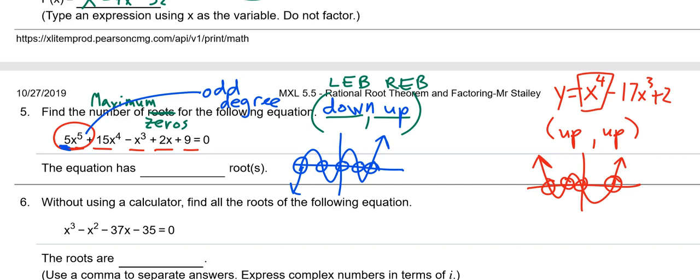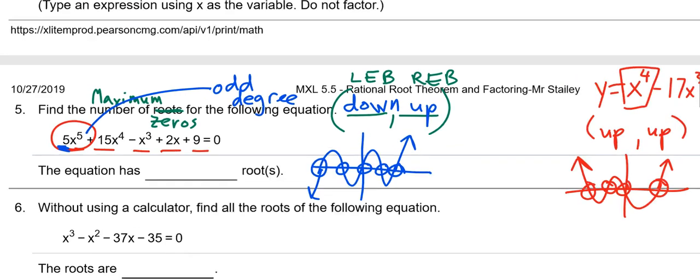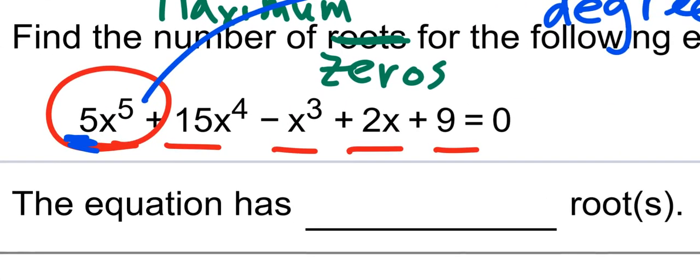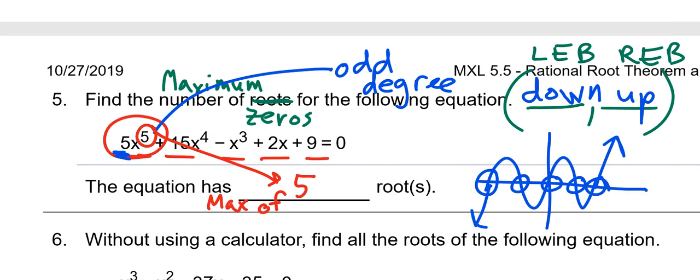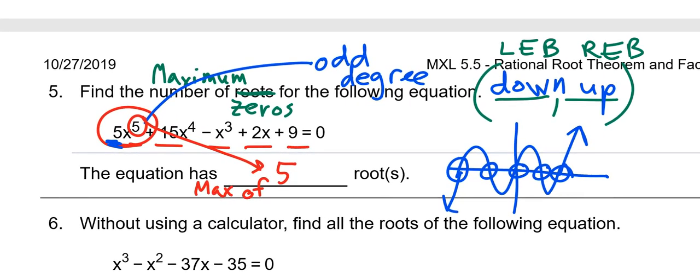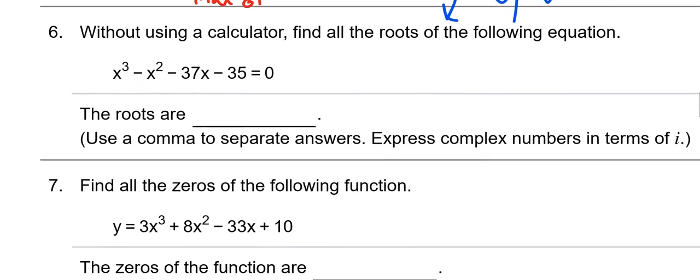Now, a 5th degree, the maximum was 5, and a 4th degree, the maximum was 4. So what in the world should you have been paying attention to when you answered this question? The degree. The degree was the answer to the question. It has a maximum of 5 roots. Yes, the degree tells me the most number of times you can hit the x-axis.